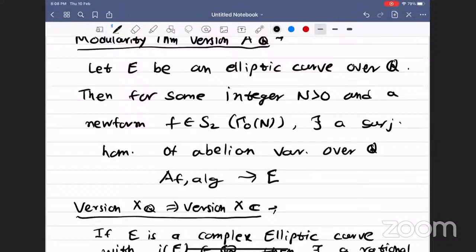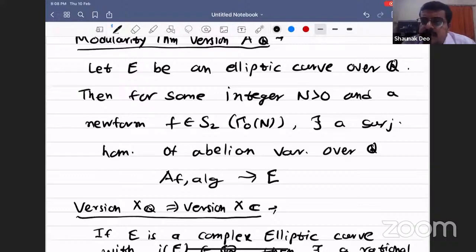Yes. And that multiplicity one theorem would also say that this F is unique. Yes, some sort of multiplicity theorem will say that. Yes. Okay. Yeah. Thanks.